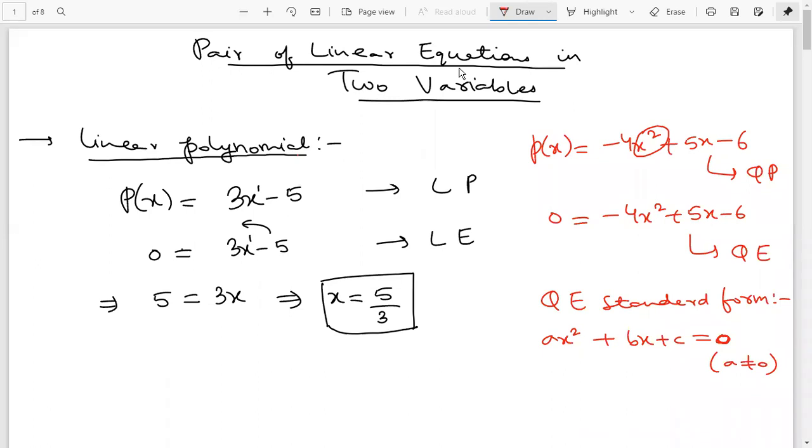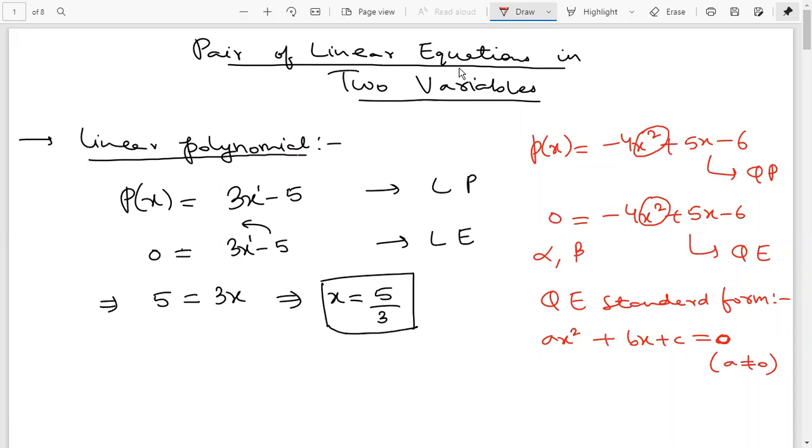Similarly, we have the linear polynomial p(x) equal to 3x minus 5. When we replace p(x) with 0, why do we replace it with 0? To find the zero's value. When we put this 0, then we can find the zeros. The number will be 2 because we have degree 2, so 2 zeros, and the 2 zeros we can represent as the 2 roots of the equation, alpha and beta, right?